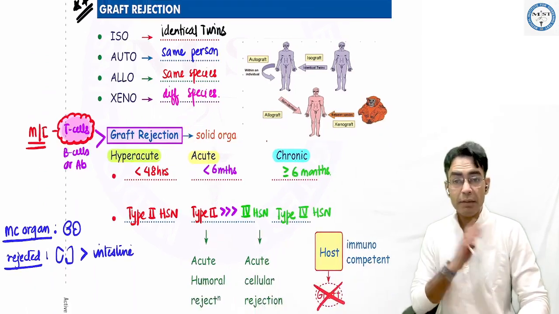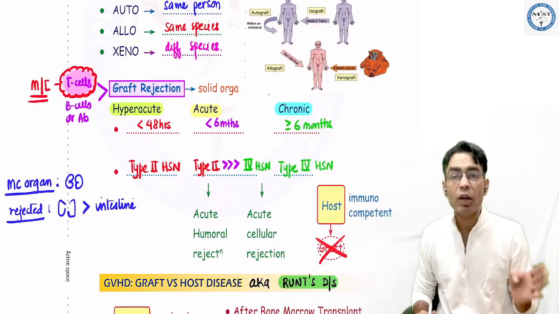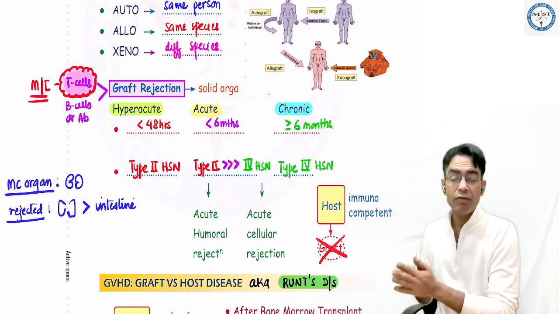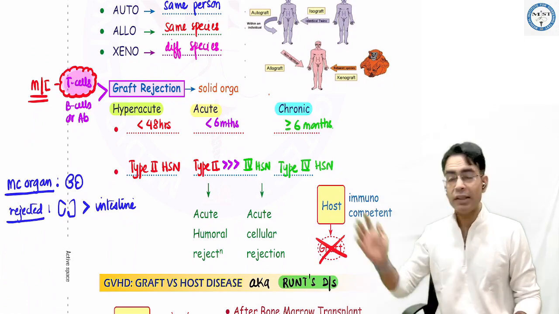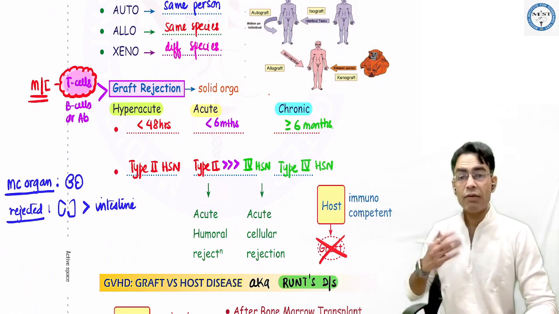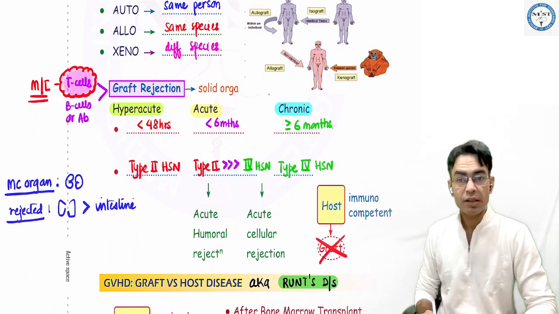Graft rejection, three types: hyperacute, acute, and chronic. Hyperacute is due to type 2 hypersensitivity, within 48 hours. Acute is type 2 more than type 4. This is within 6 months of the graft. And chronic is more than 6 months after the transplantation; the graft is rejecting after 6 months, and it is delayed, so type 4 hypersensitivity.